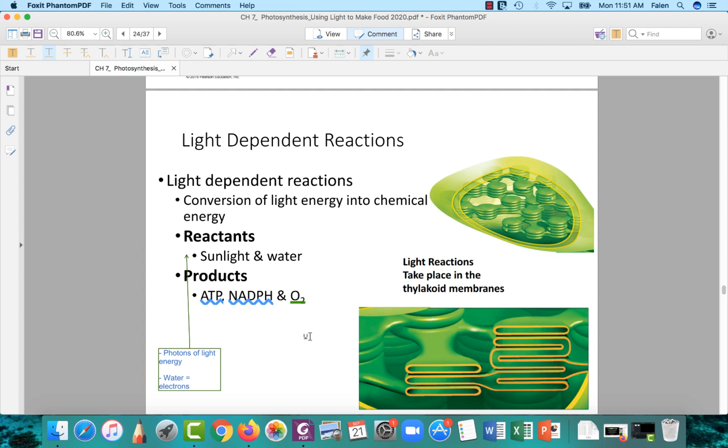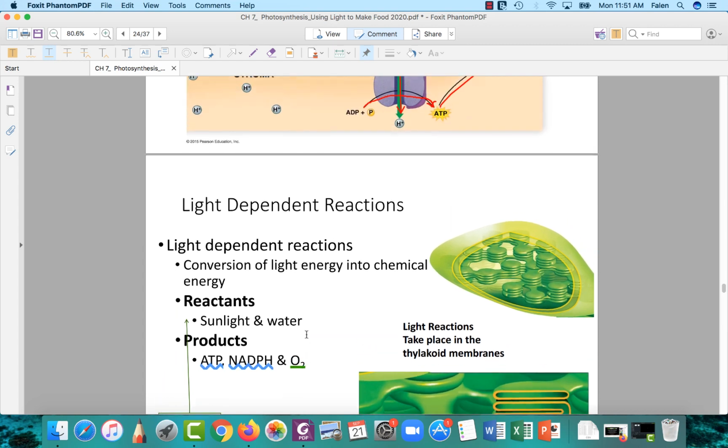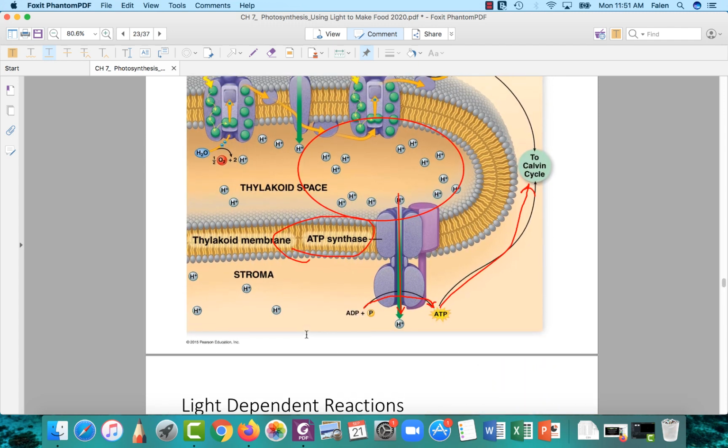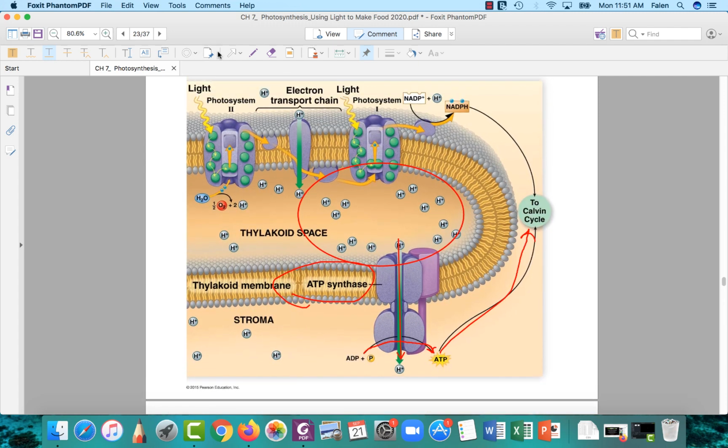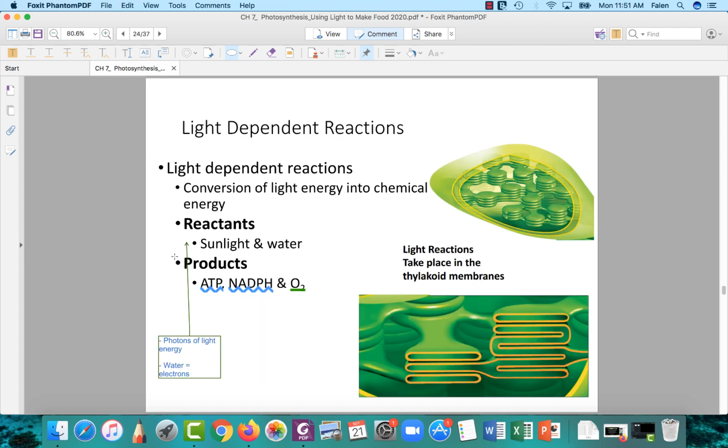So where does the oxygen come from that we breathe? There's only one place. It comes from water. All of the oxygen in our atmosphere that we depend on for life comes from this little tiny process called photolysis, or the splitting of water. Righty, and where do the light reactions take place? Inside of the thylakoid membranes.